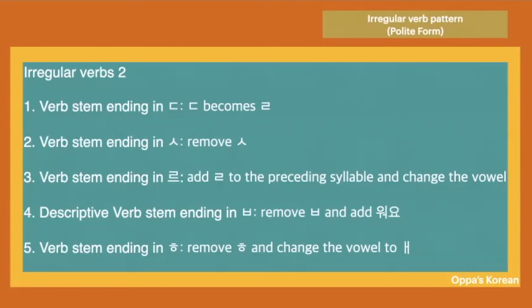I should point out that there are some exceptions. In other words, not all verb stems that end in 디귿, 시옷, 르, 비읍, or 히읗 follow this pattern. There are some exceptions, but this pattern covers most of the verbs that end in 디귿, 시옷, 르, 비읍, or 히읗. This was the second half of my irregular verb conjugation series.